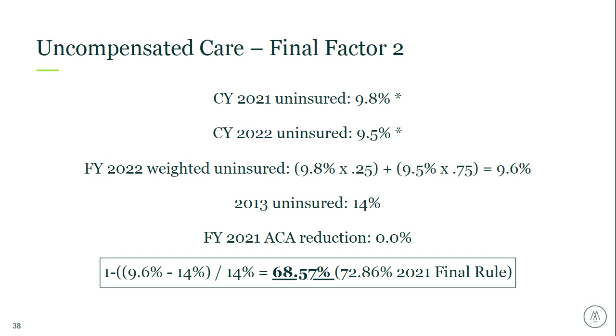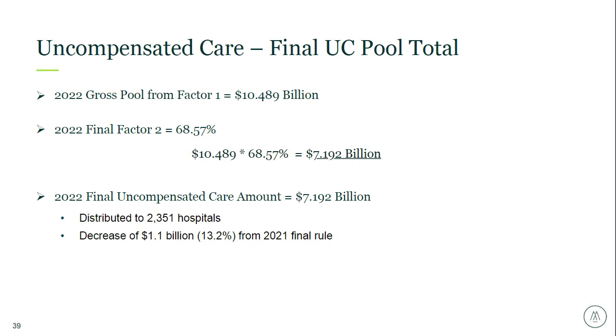So to get to that final UC pool calculation, you then apply the 68.57% uninsured rate to the $10.489 billion to derive an uncompensated care pool of $7.192 billion that will be distributed to 2,351 qualifying hospitals. This represents a decrease of over $1 billion compared to last year's final rule totals.